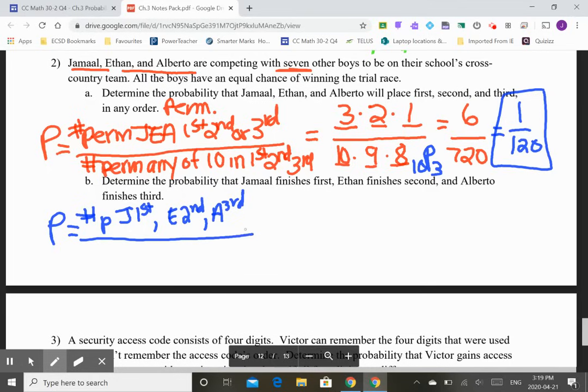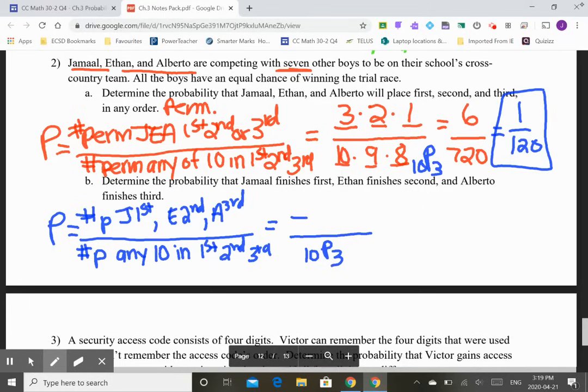In the denominator, it's still going to be the same as the denominator above. That's the number of permutations of any of the 10 students or runners in first, second, or third. So we can say right away that our denominator, we can write it as 10 times 9 times 8, or we can write it as 10 permute 3.